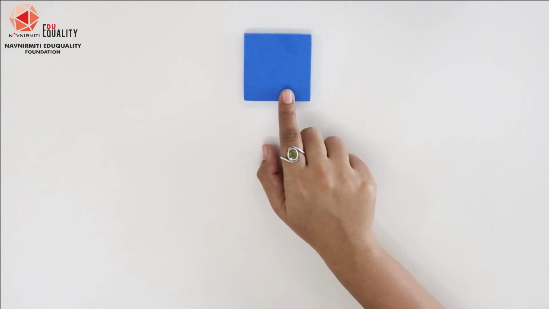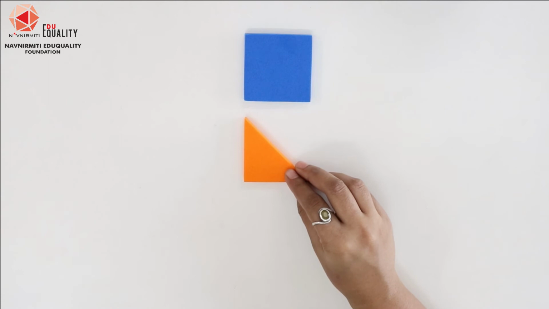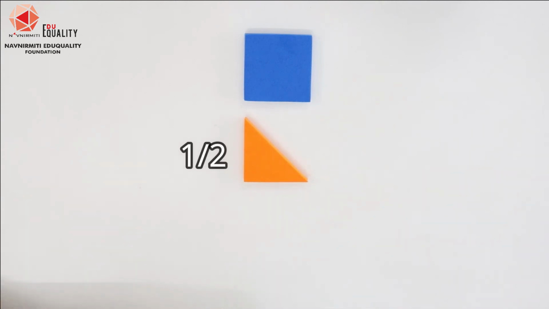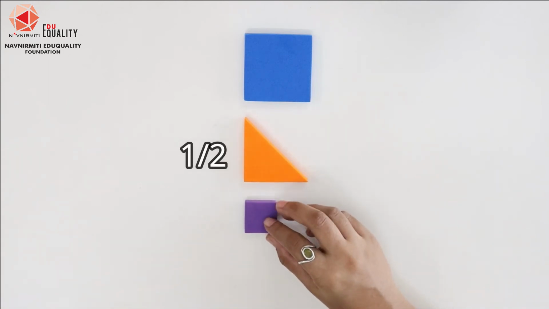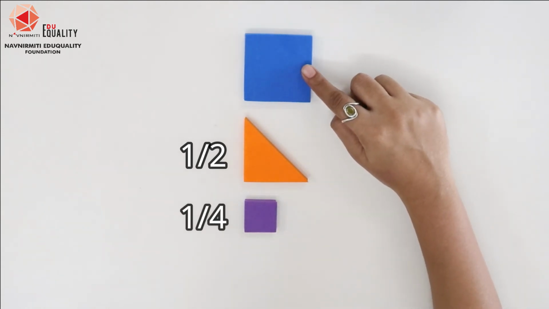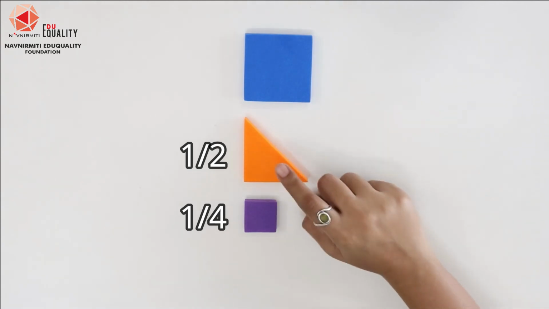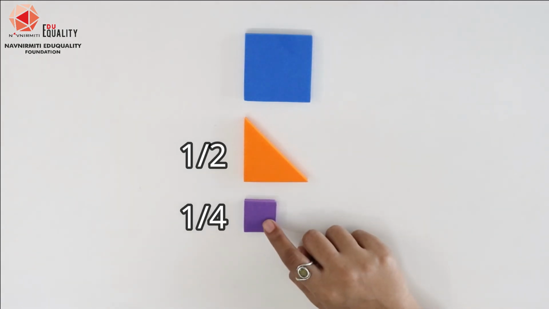If this is a whole, this is half of the whole and this is 1/4 of the whole. So can you think what is the relation between this part and this fractional part?